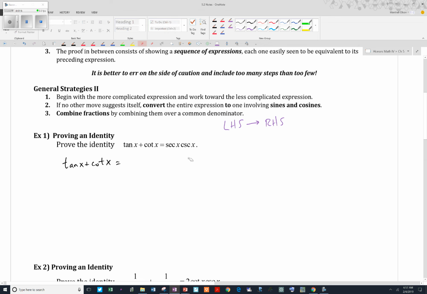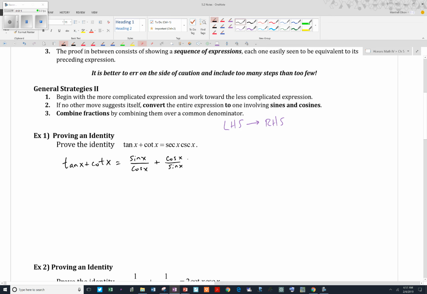One of the things that we learned in section 1 is it's a good idea to write things in terms of sine and cosine. So that's what I'm going to do here to start. So I'm going to rewrite tangent as sine over cosine and cotangent as cosine over sine. Okay? And the other thing I want you to recognize in this problem is we have two terms because of that addition sign right there on the left-hand side, but on the right-hand side, there's only one term. It's the product of two different functions.